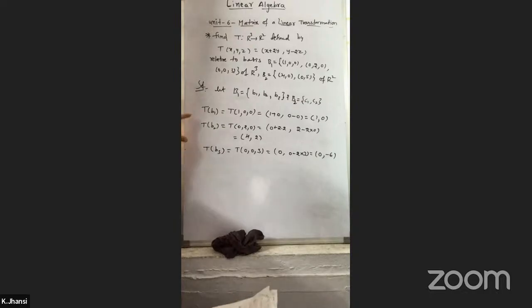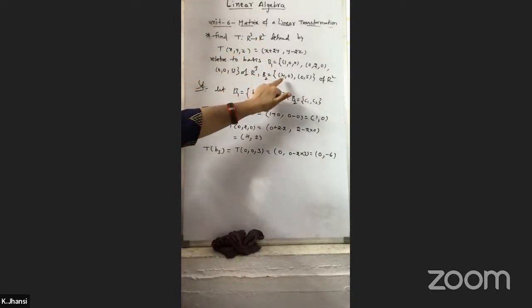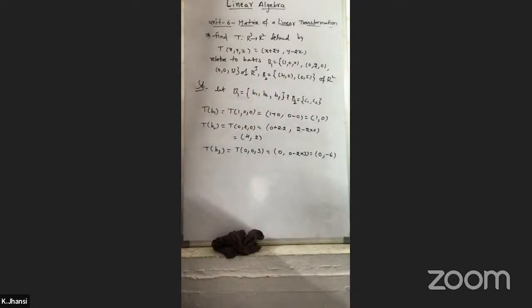Now this is about R3. From R3 to R2, in R2 we are getting the B2 basis. So you have as a relation (4, 0) and another one (0, 5). You have to substitute that and find the matrix for this transformation.